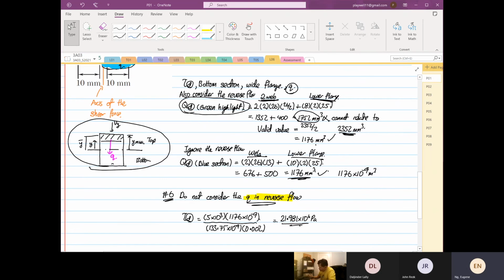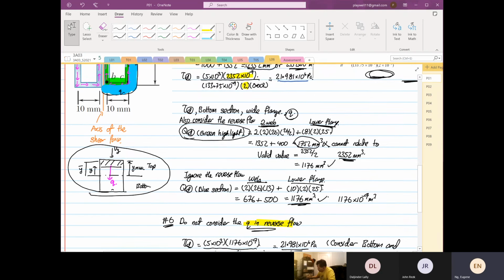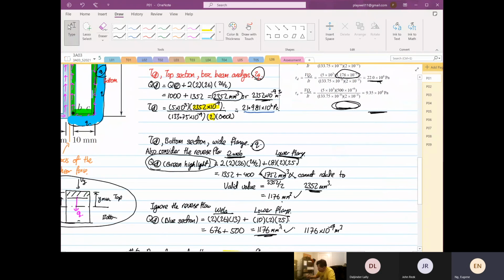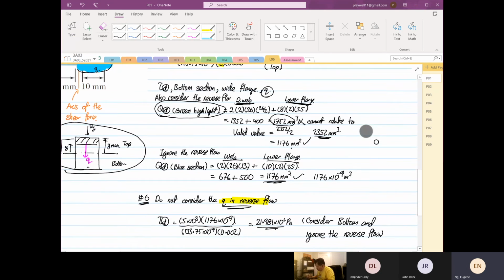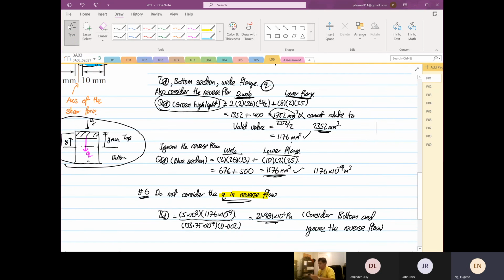Okay, so this is by considering the bottom and ignoring the reverse flow. The one that's on top over here, this one we are looking at the top, and the answer has to be the same. So that is the most important thing, the reverse flow.